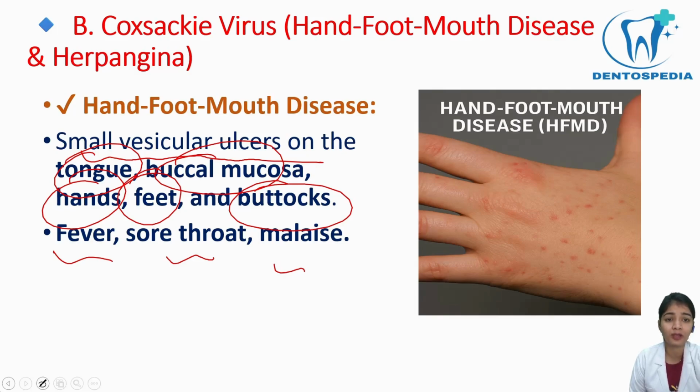Understood? Now skin lesions on hands, feet or buttocks. Now it is an important distinguishing feature in the buttocks. Understood? Now what are the systemic symptoms? So there will be low grade fever, sore throat and malaise. Understood? So see, oral plus hand plus foot lesion together forms hand, foot and mouth disease. You can see in the image as well, there are small vesicular ulcers.